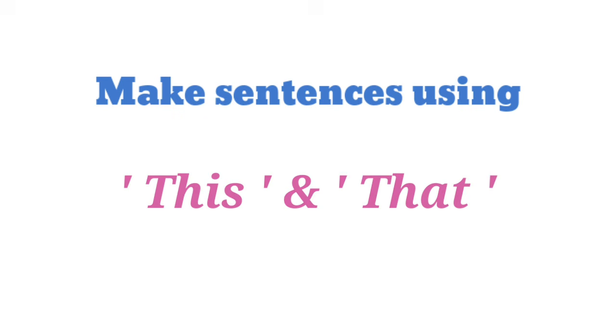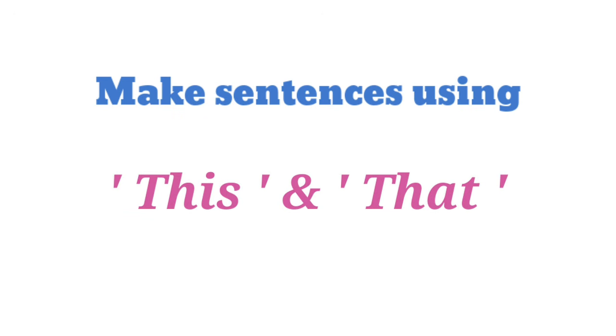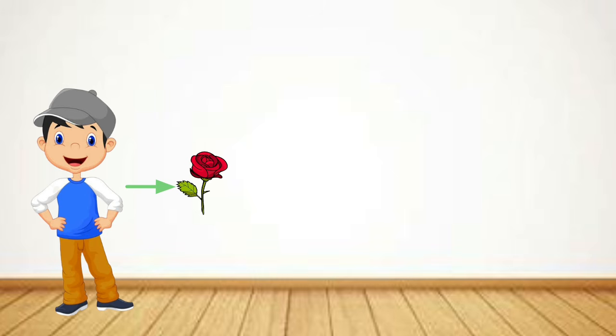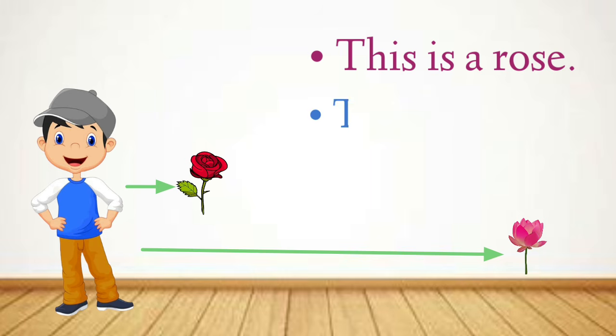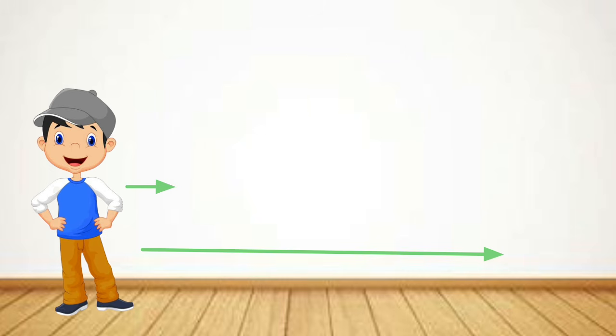Now let's try to make sentences using this and that. Rose. Rose is nearby me, so I'll use this. This is a rose. Lotus. Lotus is far away from me, so I'll use that. That is a lotus. Children, let's do another example.